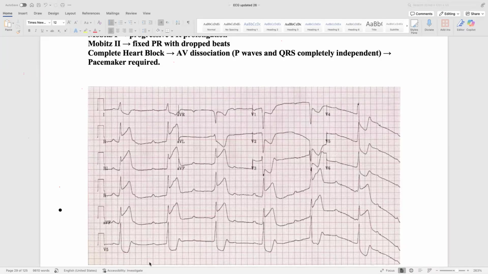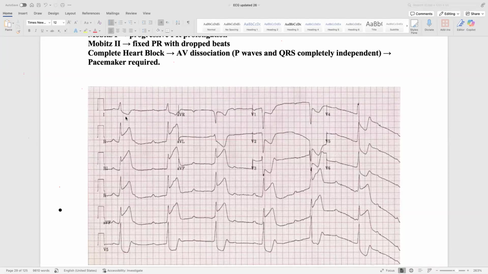Now, inferior myocardial infarction. There is ST elevation in 2, 3, and aVF, and aVL. aVL is left. So inferior lateral. Okay. Inferior lateral MI. This is an extensive MI.